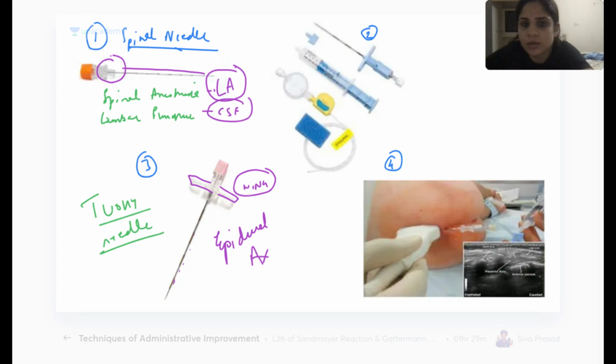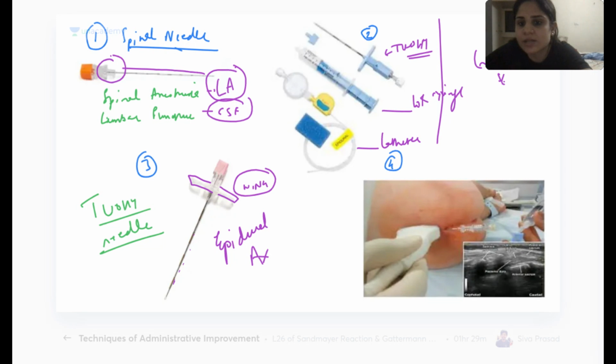Now here again I can see a Tuohy needle, but along with it I am also seeing other things. Can you tell me what these are? I can see a catheter over here. I can see a loss of resistance syringe over here. So this whole thing is my epidural set. Instead of giving just one injection, if I want to put a catheter into my epidural space, I will use this epidural set.